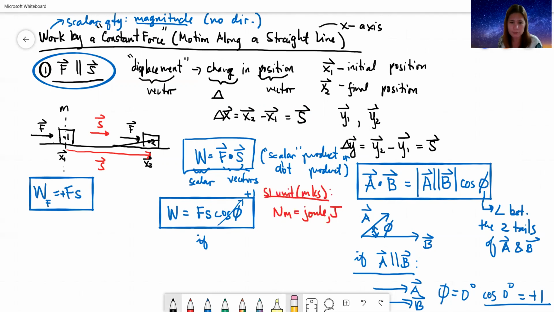Okay, sorry. We also have, let's put a 1 here. 1 Newton meter is equal to 1 joule. So, what else? We also have calorie. How much is one calorie? 1 calorie is 4.186 joules.